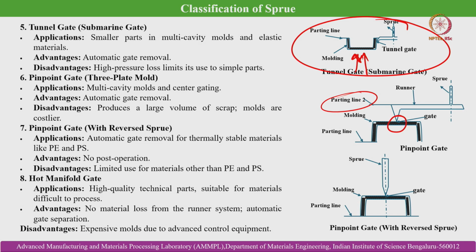Okay. And then pinpoint gate with reverse sprue. So, this is a typical example of a reverse sprue. In this case you can see the geometry is quite similar to what we have discussed in case of casting solidification. That means it shows a converging sprue type. Applications are automatic gate removal for thermally stable materials like polyethylene and polystyrene. Advantages, no post operation. Disadvantages, limited use for materials other than PE and PS.